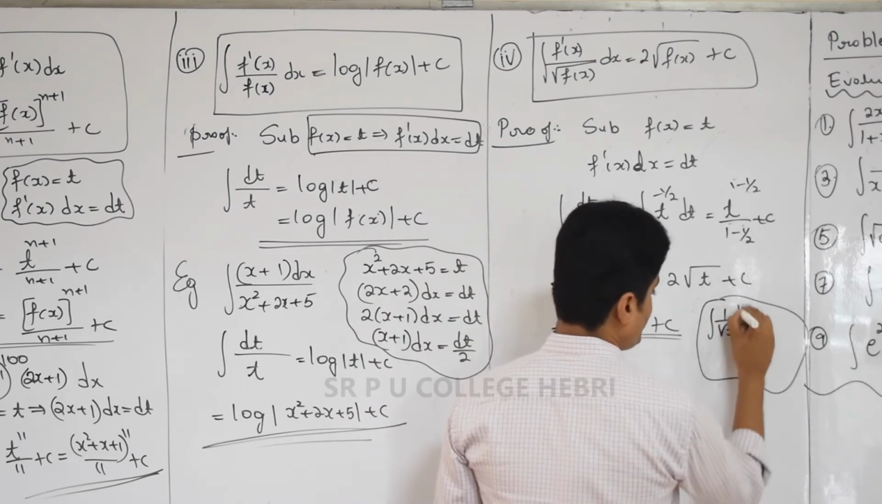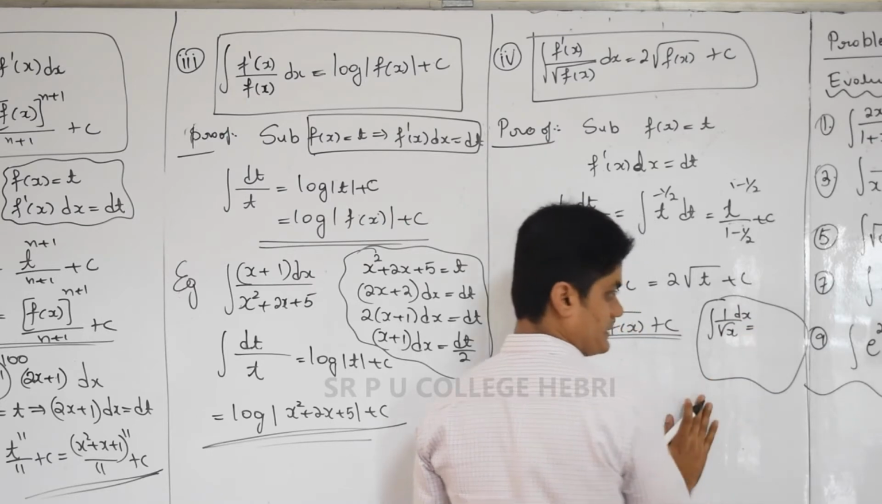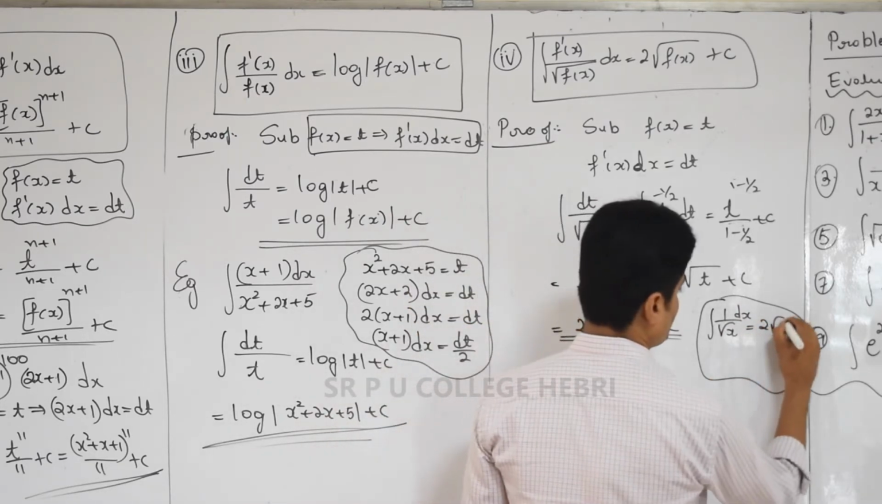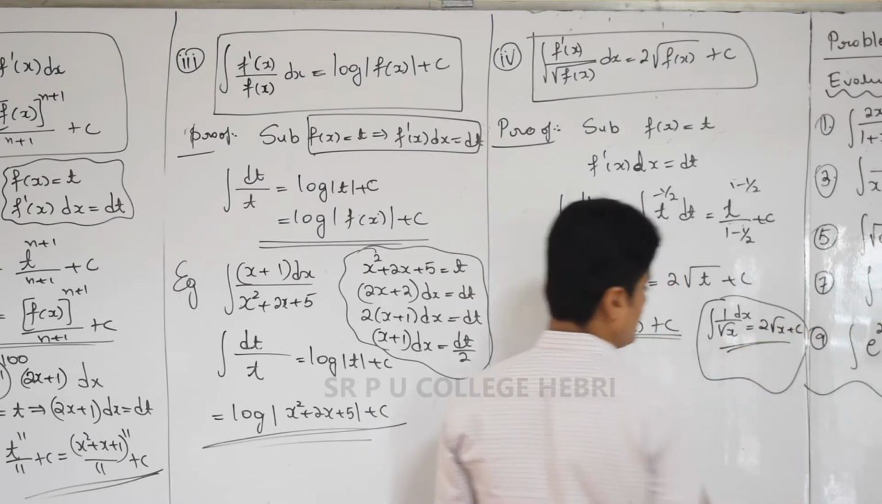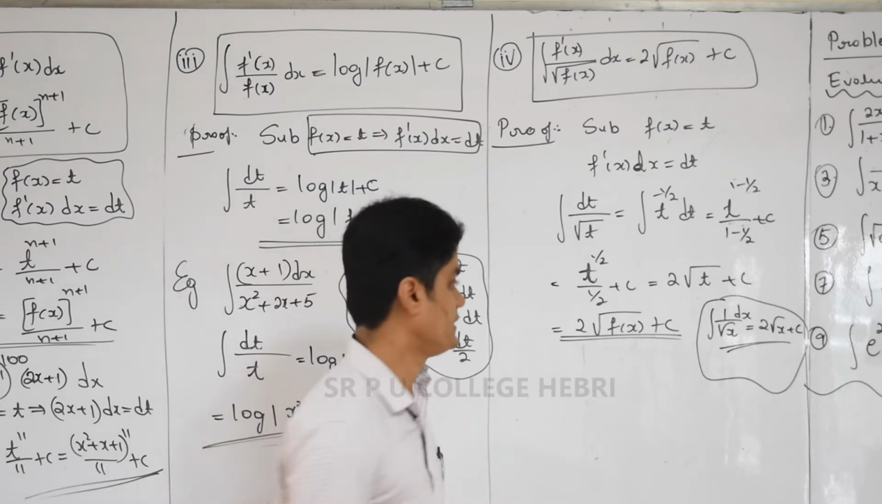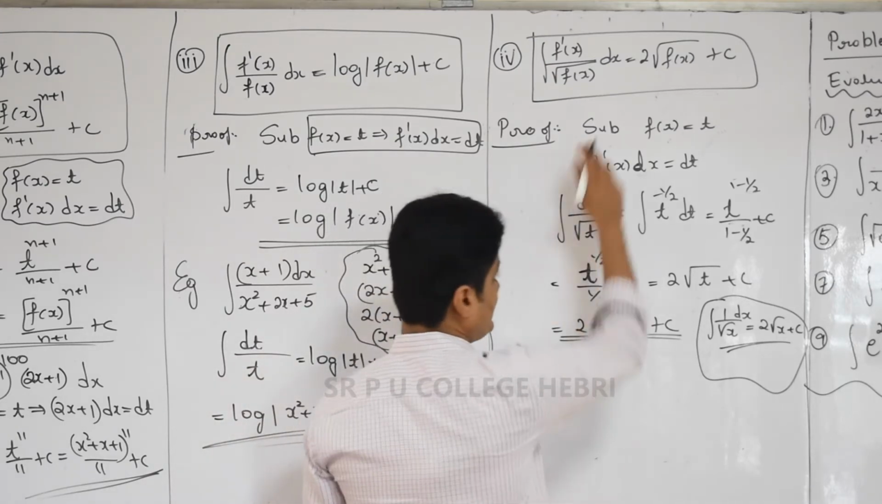Integration of 1 by root x. If you remember, you can save a lot of steps here. Integration of 1 by root x is 2 root x. Please remember that. Useful. Integration of 1 by root x is 2 root x. Please remember that.